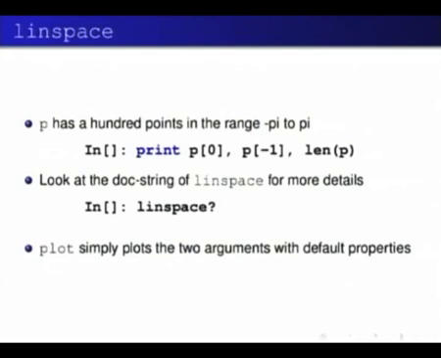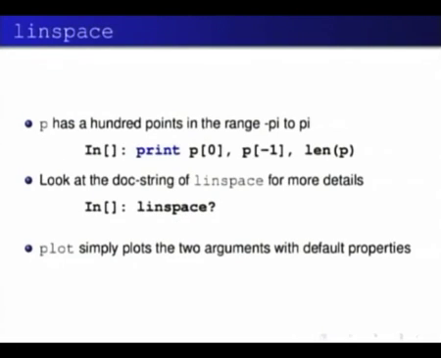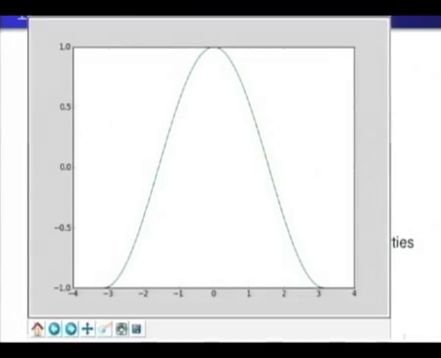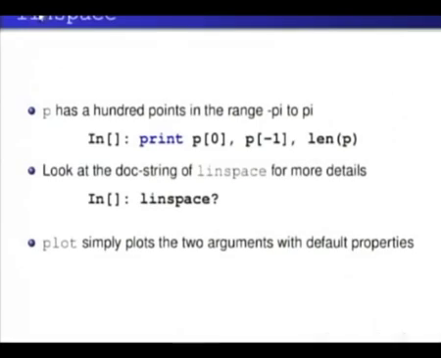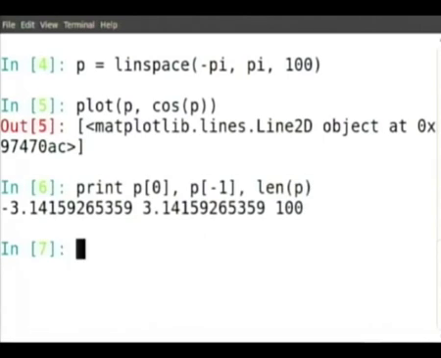What exactly did we do? When we said P equal to linspace minus pi, pi, 100, what we did is create 100 points in the range minus pi to pi. We can understand that better if you attempt to print what is P of 0, what is the first element, what is the last element, and what is the length. As you can see, minus pi, plus pi and 100.